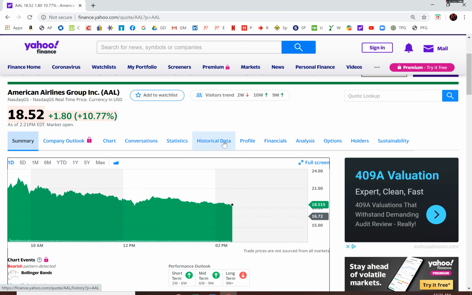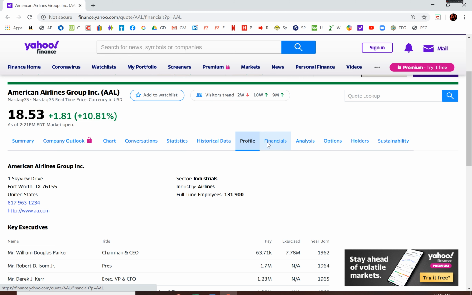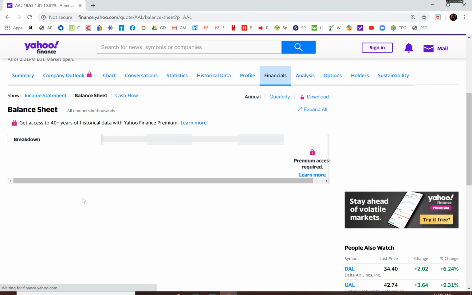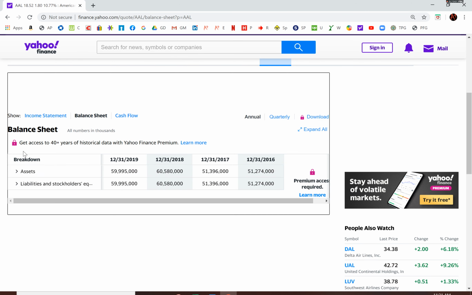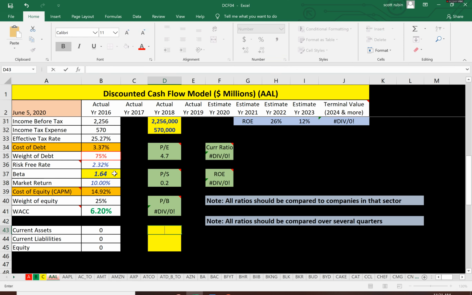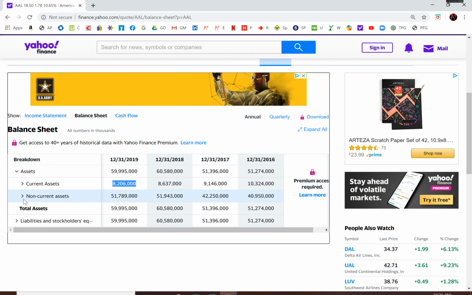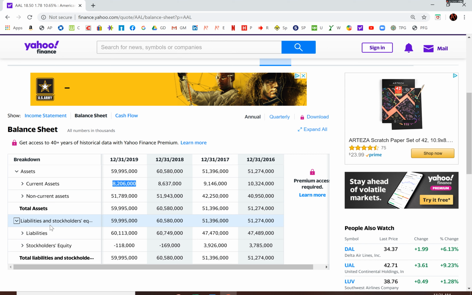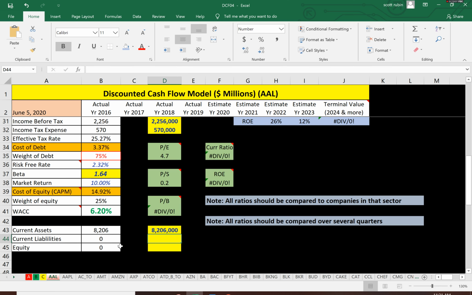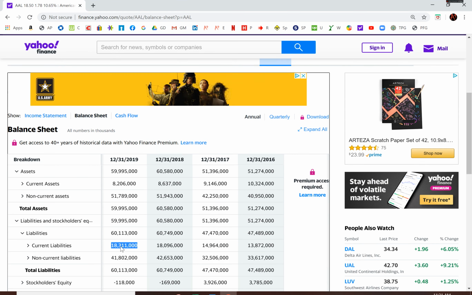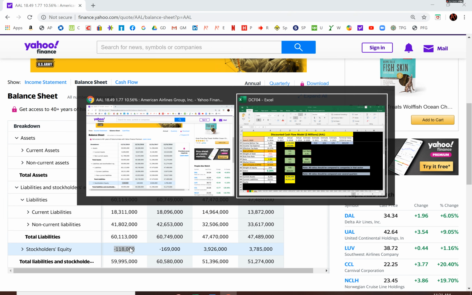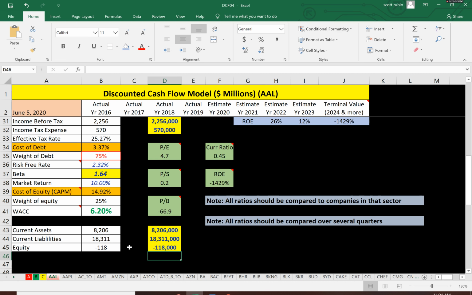So we'll go back to the financial section. We'll go to the balance sheet. I need the current assets. That's 8.2 billion. The current liabilities, 18 billion. And the equity, negative 118 million.